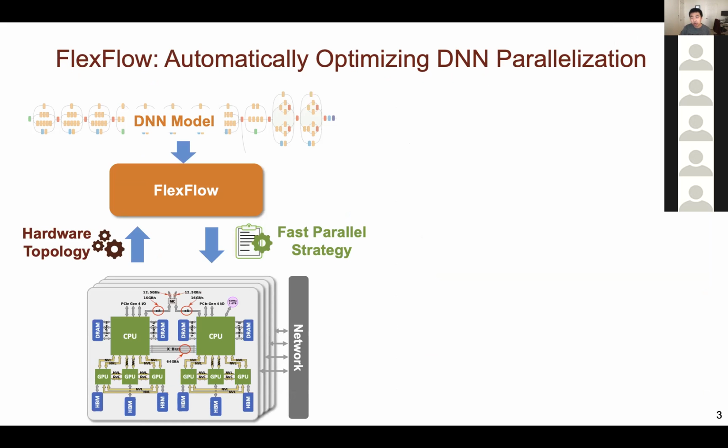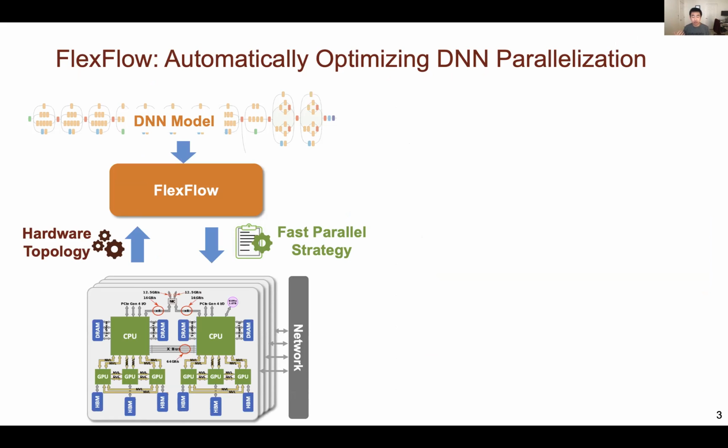So FlexFlow is trying to address these challenges by using a different approach, which is to automatically optimize DNN parallelization. The key difference between FlexFlow and prior work is that instead of relying on the user to tell us how we should parallelize the training, we analyze the underlying machine and devices available for training and use this hardware topology configuration to automatically generate fast and efficient parallelization strategies.